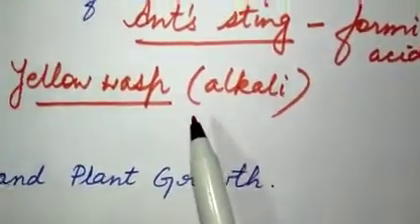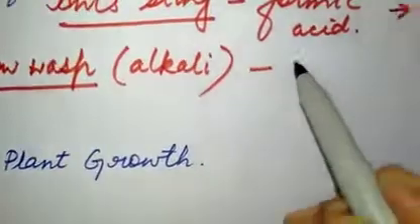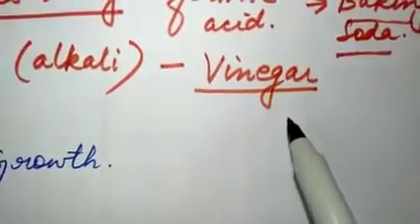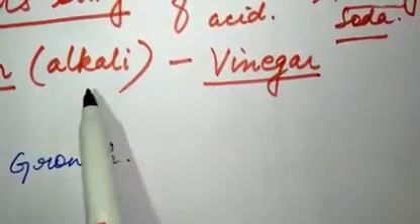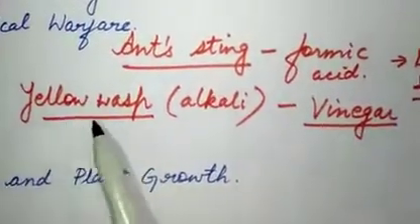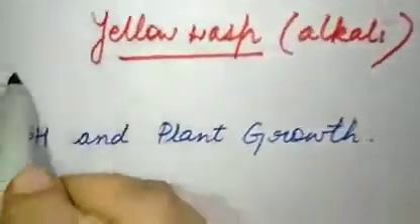So to neutralize the effect of the sting of the yellow wasp, we can use vinegar. We can apply vinegar on the affected area and we'll get relief from the pain. Vinegar is a mild acid, so it will neutralize the effect of the alkali produced by the yellow wasp bite.